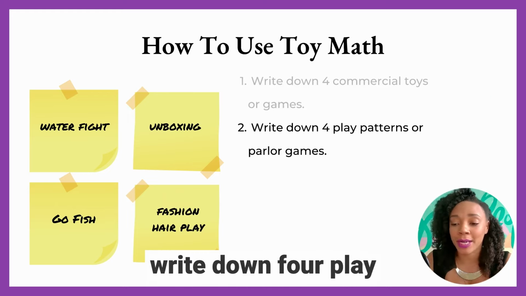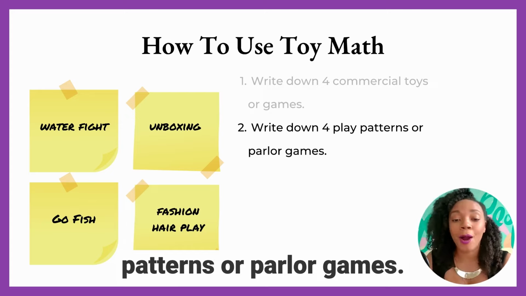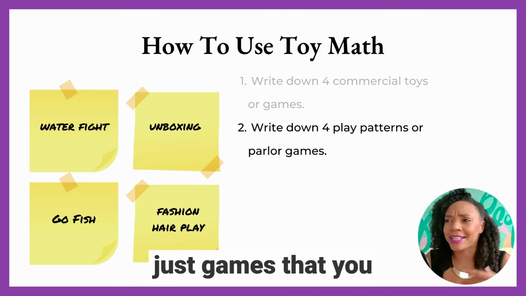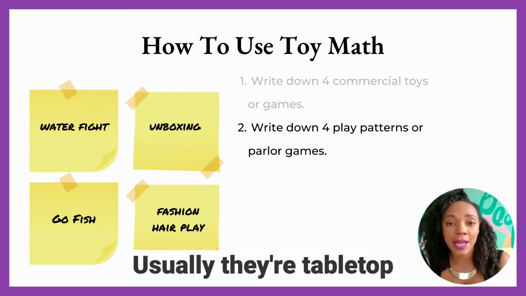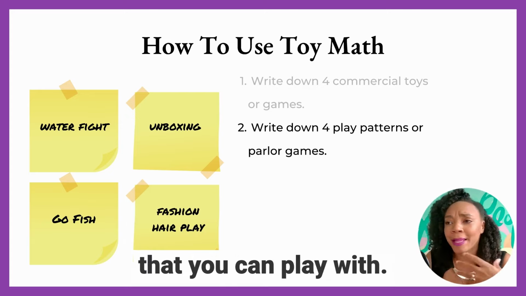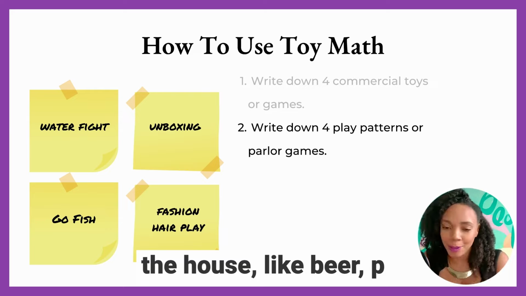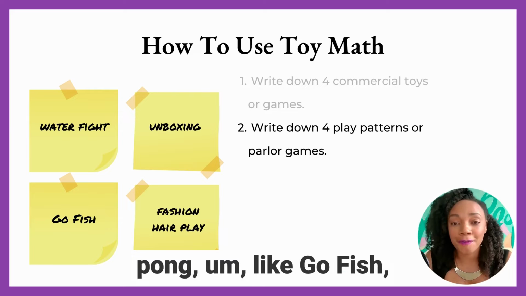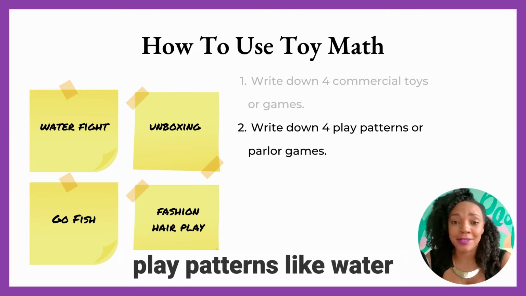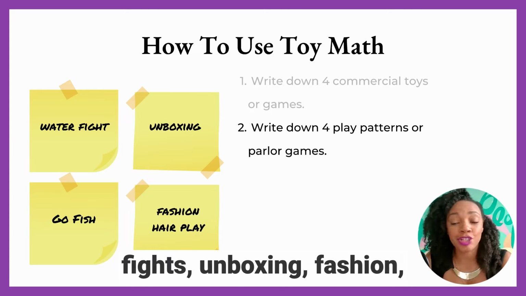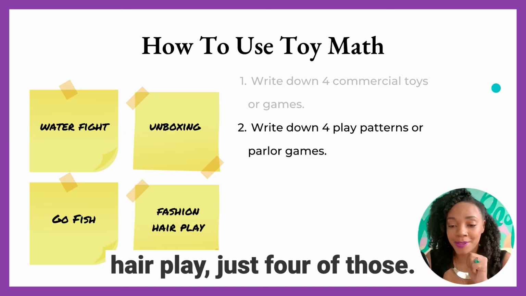Then I want you to write down 4 play patterns or parlor games. Now, parlor games are just games that you can play without any special equipment. Usually they're tabletop games or indoor games that you can play with things you have around the house, like beer pong, like Go Fish, which you just play with a regular deck of cards. And then also write down play patterns like water fights, unboxing, fashion hair play, just 4 of those.